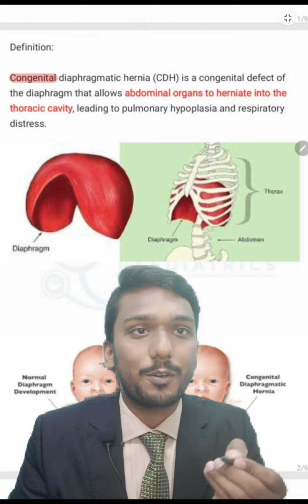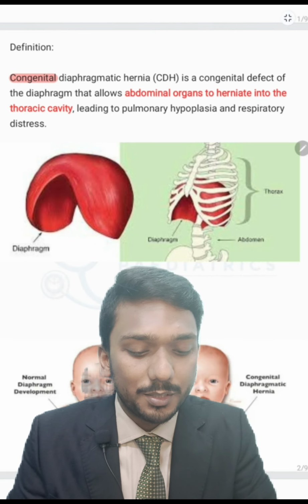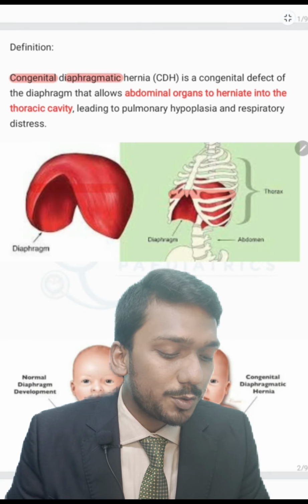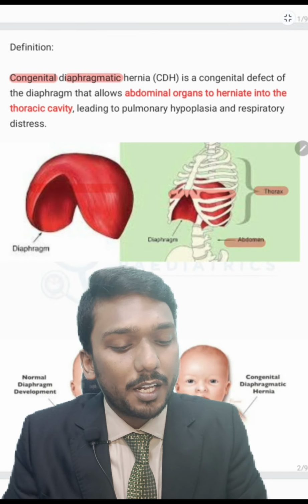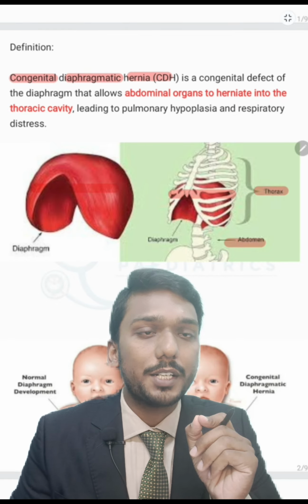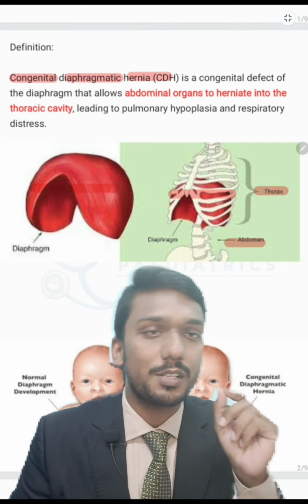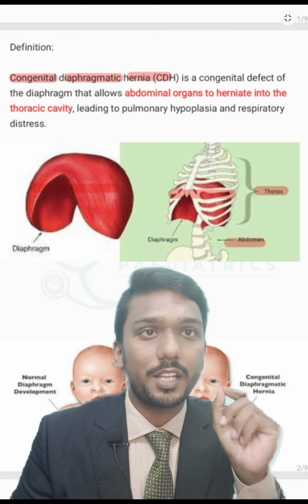Congenital means some kind of defect which is acquired by birth. Diaphragm is the muscle which separates the thoracic and abdominal cavity. Hernia means, because of an anatomical defect, a mass or an anatomical organ moving from one anatomical zone to another anatomical zone is called hernia.